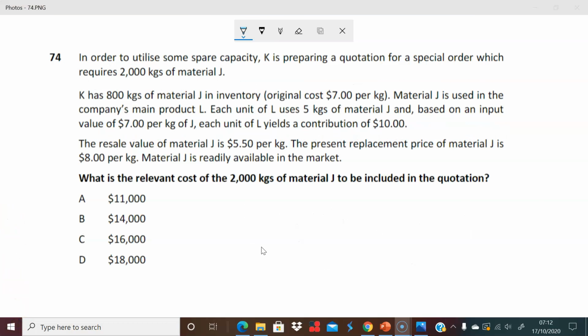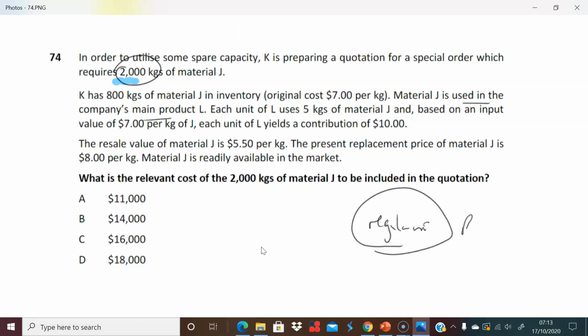Right, 74. Another similar question to 73, where you have a scenario where this material in particular is used in the company's main product. So that means there's regular use of this raw material, so really what we're saying is that you just have to buy all of it. Whether you buy all of it to use, or you use what's in stock and then replace it and balance it out with whatever's left that you need to buy. Currently the replacement price is £8, so we literally have 8 times the 2,000 you need, which gives us £16,000.